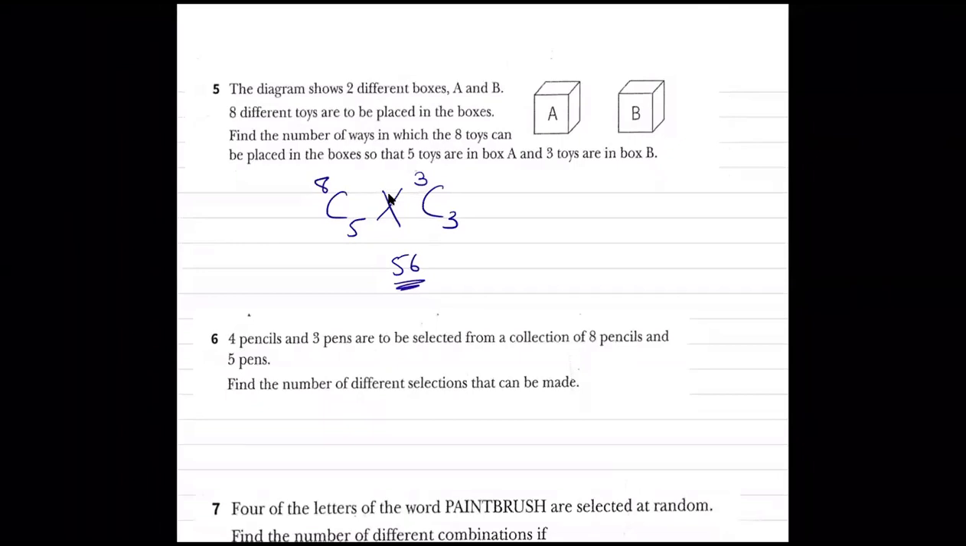Okay. 4 pencils and 3 pens are to be selected from a collection of 8 pencils and 5 pens. Find the number of different selections that can be made.